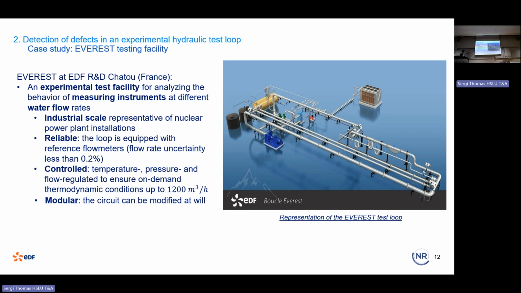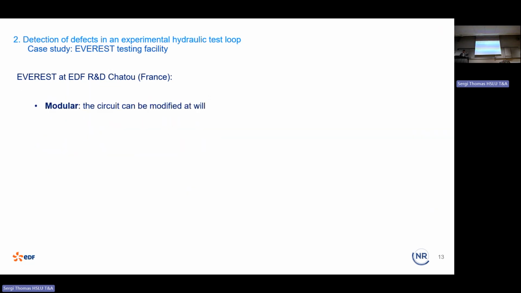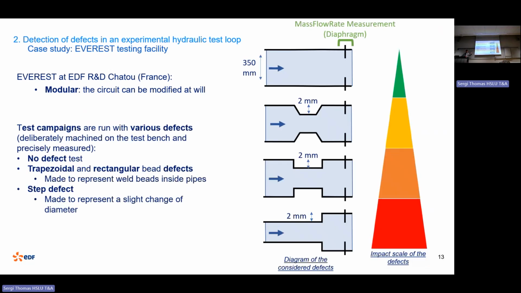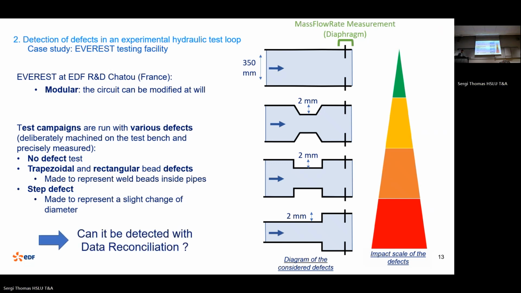And because of the modularity of the system, we can add defects in the system. What do I mean? You can replace, for instance, a pipe with defects. So for instance, maybe a step defect or a bit defect, which would impact the flow. And because data reconciliation gives you a better state estimation of your system, can data reconciliation detect such defects? It is a question.